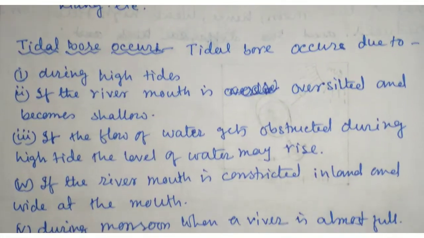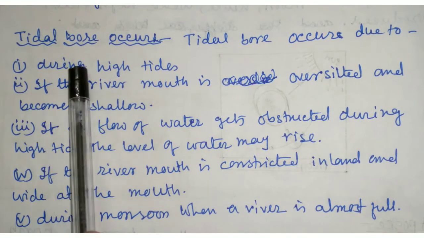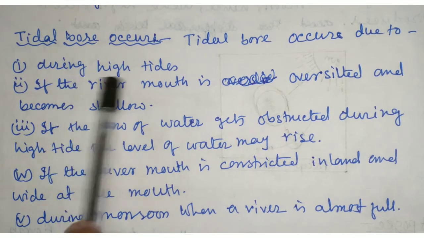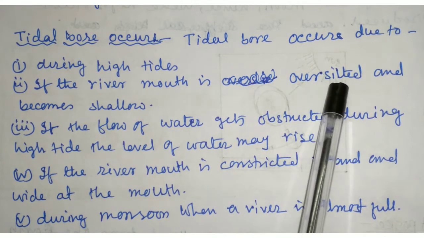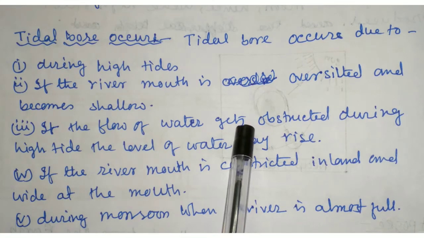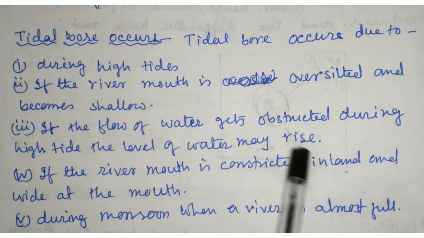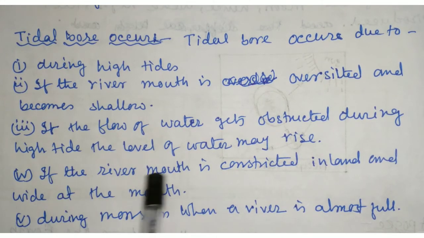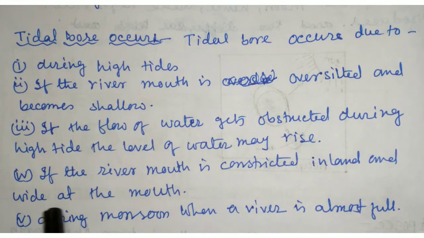Tidal bore occurs due to some factors. Number one, during high tides. Number two, if the river mouth is silted and becomes shallow. If the flow of water gets obstructed during high tide, the level of water may rise. If the river mouth is constricted inland and wide at the mouth during monsoon when a river is almost full.